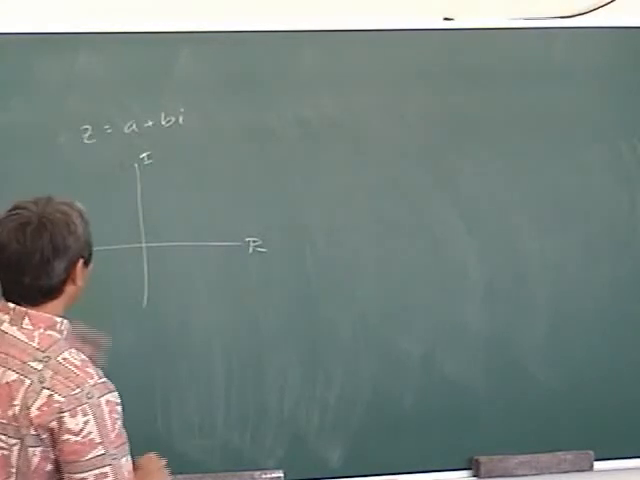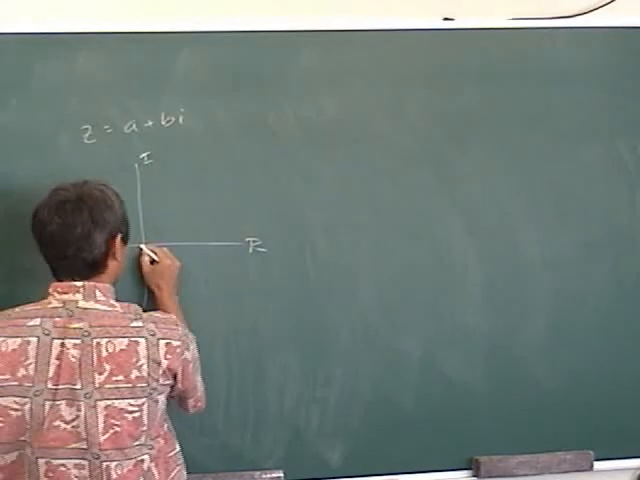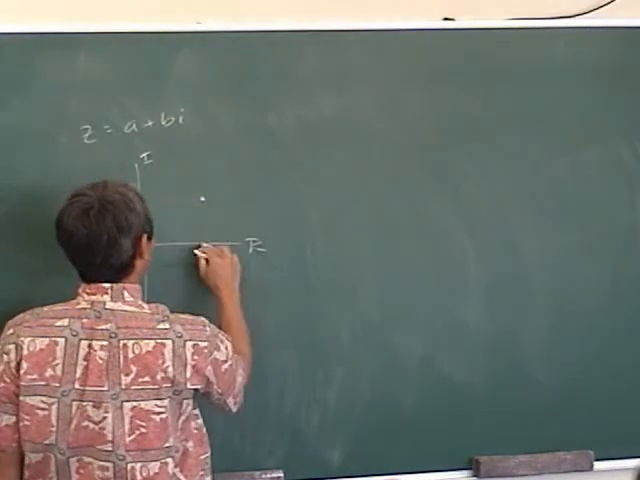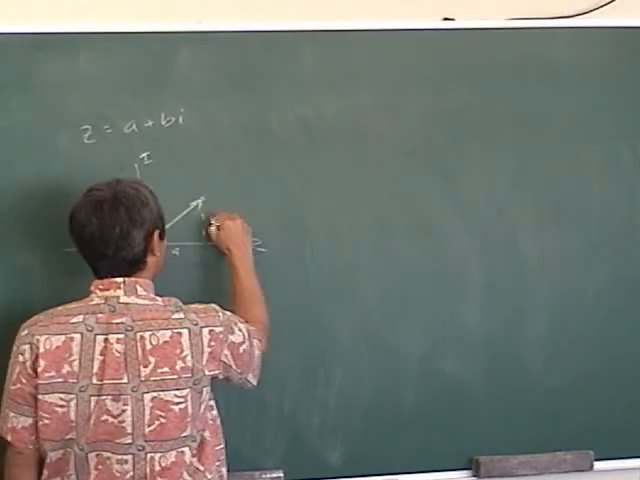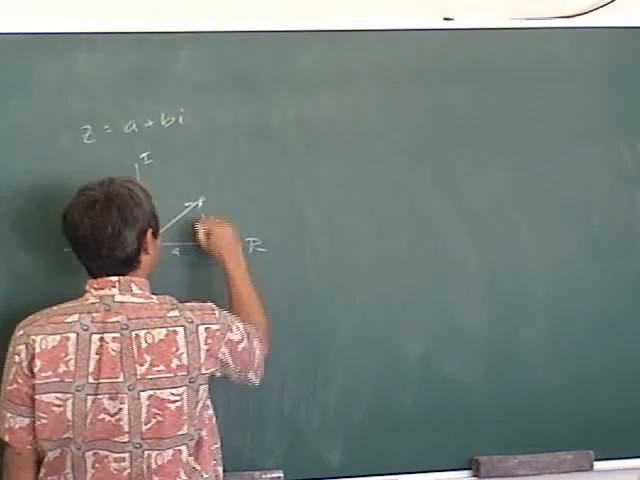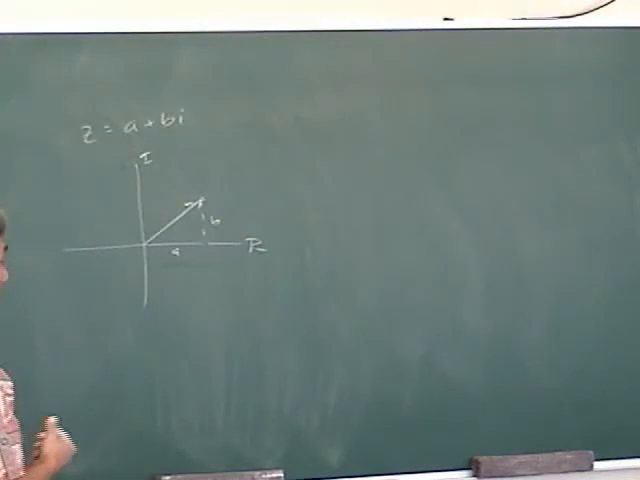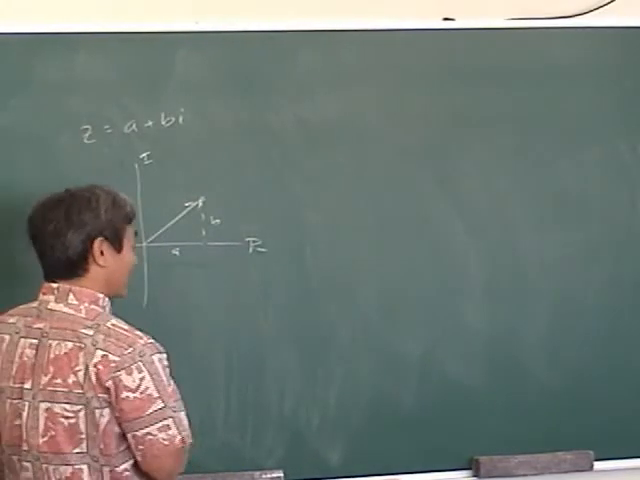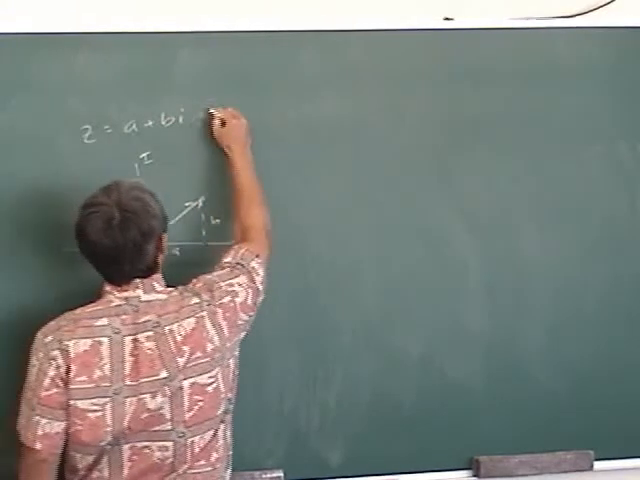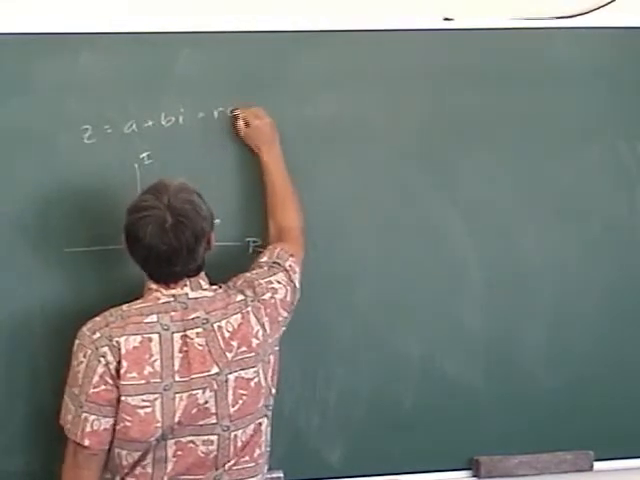To graph a complex number, all you do is you go A on the real axis, you go B on the imaginary axis. So it's kind of like this. This is A and this is B. This vector here is the complex number. A complex number is a vector in the complex plane. This is called standard form. But there is another way we can write complex form, and I'll just tell you, it's r cis theta.